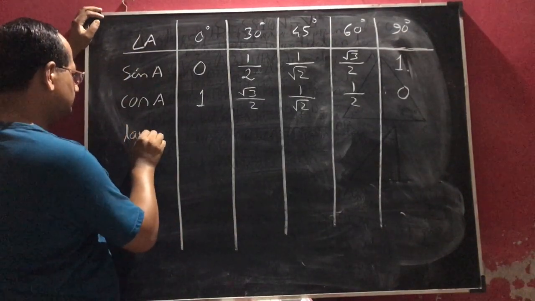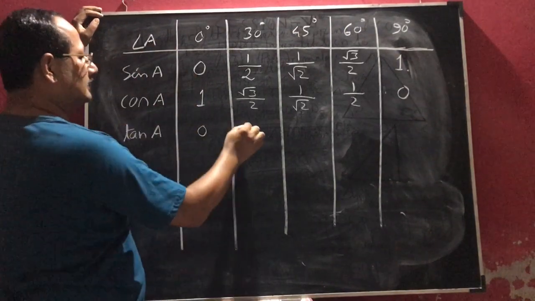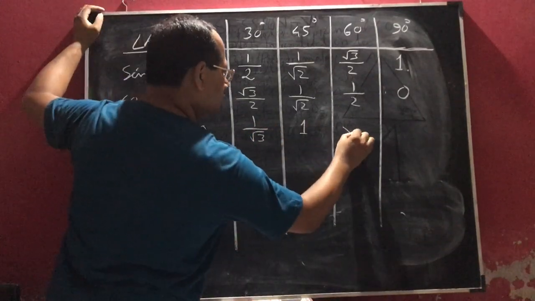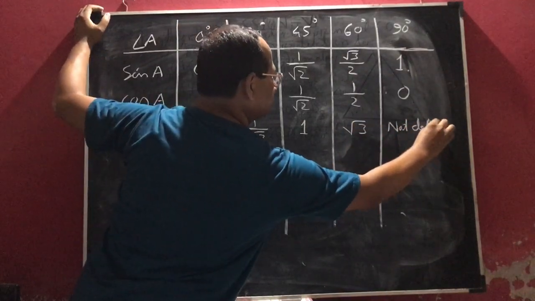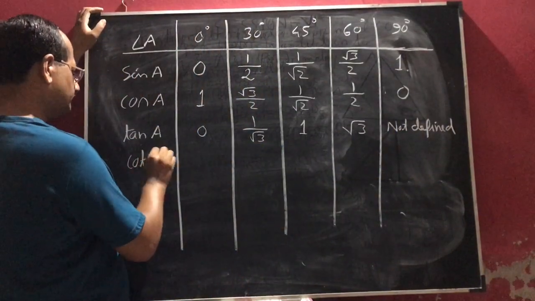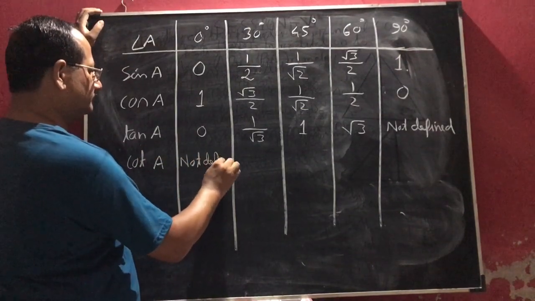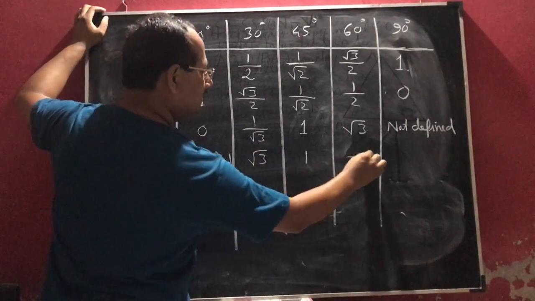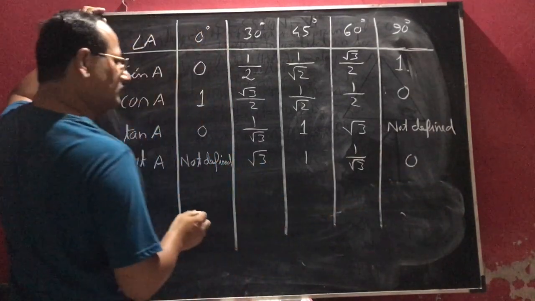Tan A. Tan 0 degree is 0. Tan 30 degree is 1 by root 3. Tan 45 degree is 1. Tan 60 degree is root 3. Tan 90 degree is not defined. And cot A: cot 0 degree is not defined, cot 30 is root 3, cot 45 is 1, cot 60 is 1 by root 3, and cot 90 is 0.